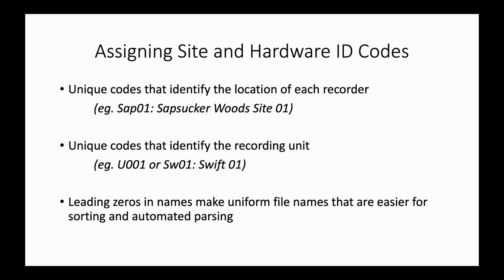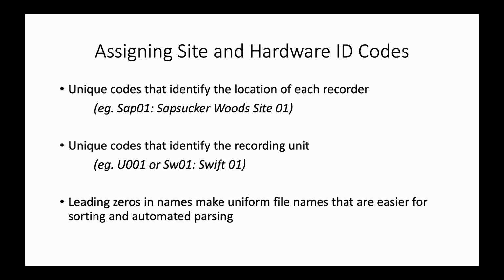Some of the strategies that we use for this include unique codes that identify the location of each recorder. So for example, SAP01 might be Site 01 in Sapsucker Woods, which surrounds the Cornell Lab of Ornithology, where we're based. We also have unique codes that identify the recording unit, and sometimes this refers to the type of recording hardware that's used. So for example, SW01 might be Swift unit number 1.